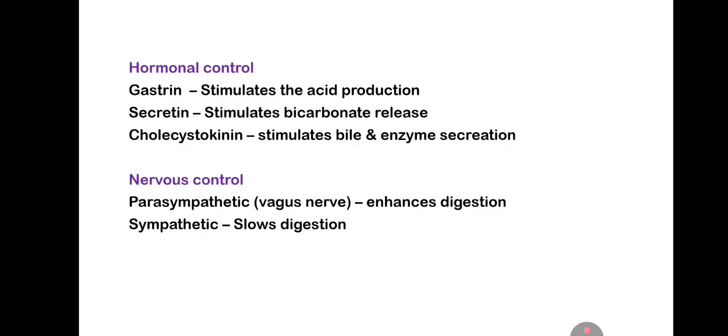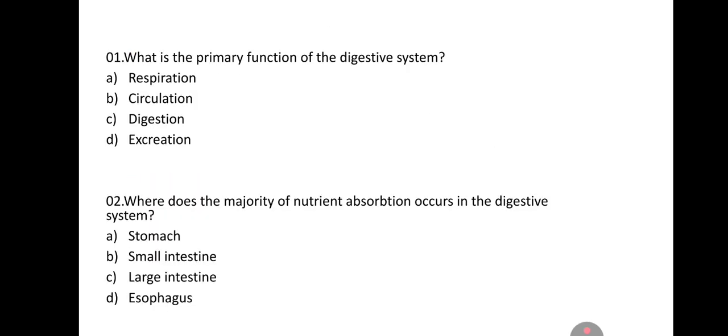The hormonal control: gastrin stimulates the acid production, secretin stimulates the bicarbonate release, and cholecystokinin stimulates bile and enzyme secretion. The nerves control: parasympathetic nerves like the vagus nerve enhance the digestion. Sympathetic ones slow the digestion. These are the regulation of digestion.